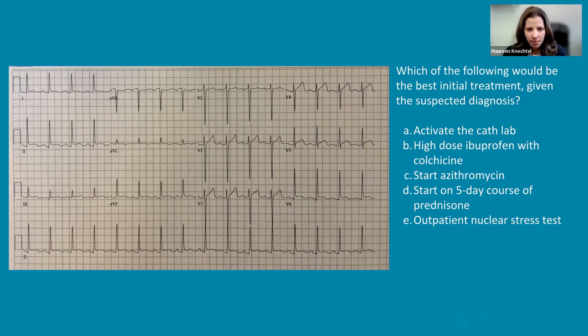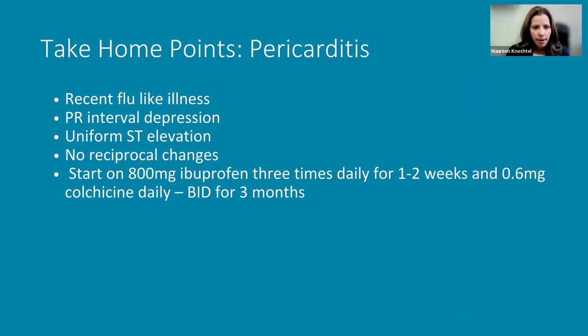And in order to treat pericarditis, we use Motrin, we use ibuprofen and colchicine. So sometimes, or any NSAID, NSAIDs and colchicine. So take home points from that: patient has recent flu-like illness or respiratory type symptoms, PR interval depression, uniform ST segment elevation without reciprocal changes, and we treat that very differently than we would obviously something like a STEMI.